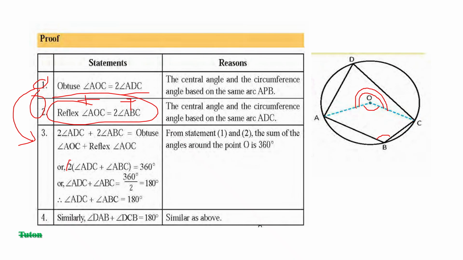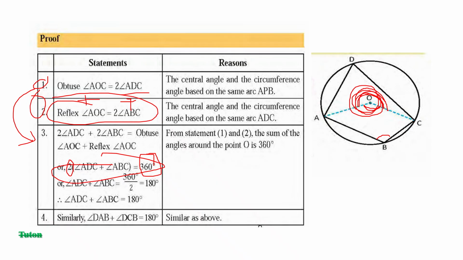Taking 2 common on the left, and on the right the addition of the obtuse side of angle AOC and the reflex side of angle AOC. Here we can see that it forms a complete circle, so it equals 360 degrees, which is suggested by this step. Now after solving this equation, we get angle ADC plus angle ABC is equal to 180 degrees, which was our statement, and which we have proved.